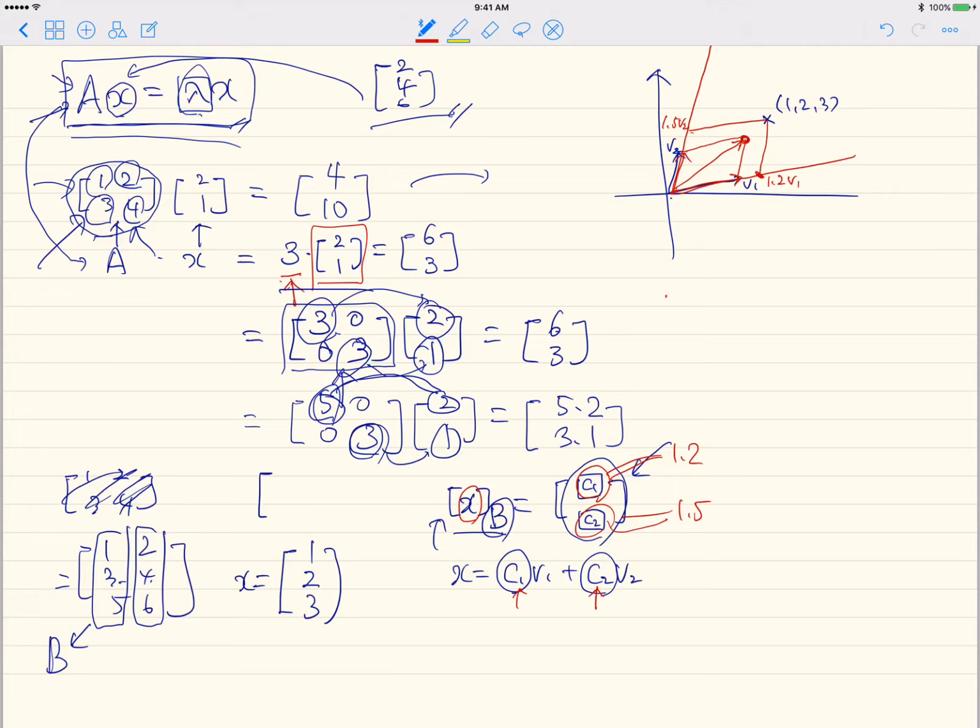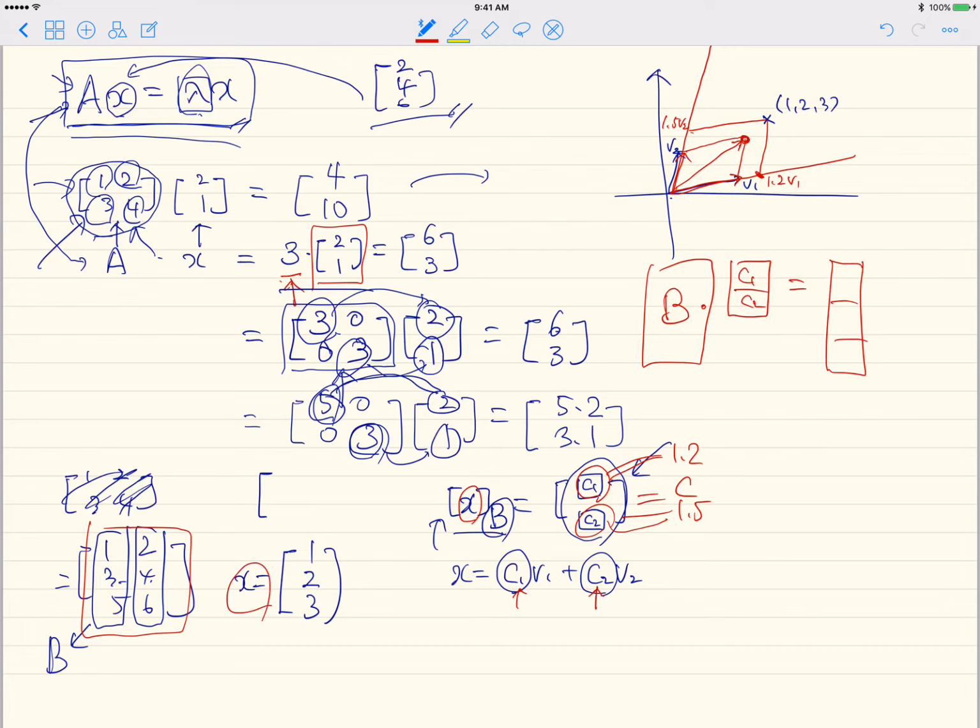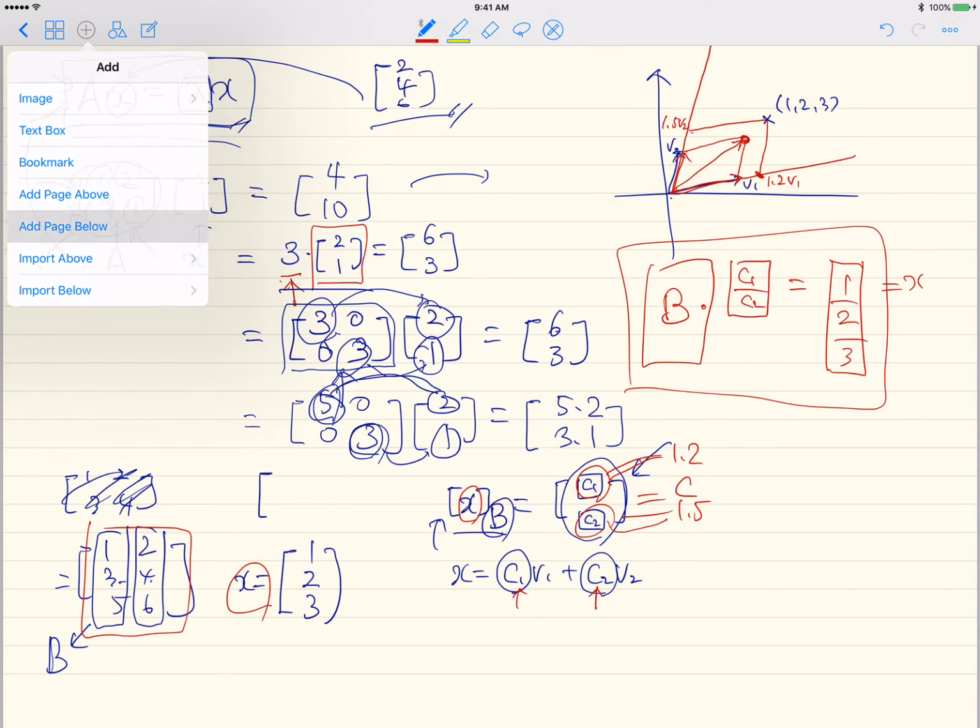So this is B. B times, let's call this vector C. B is this matrix. So B times C, C1 and C2, should be this vector that we are given, X, 1, 2, 3. So we have to solve this. But in the case of eigenvectors, let's see.